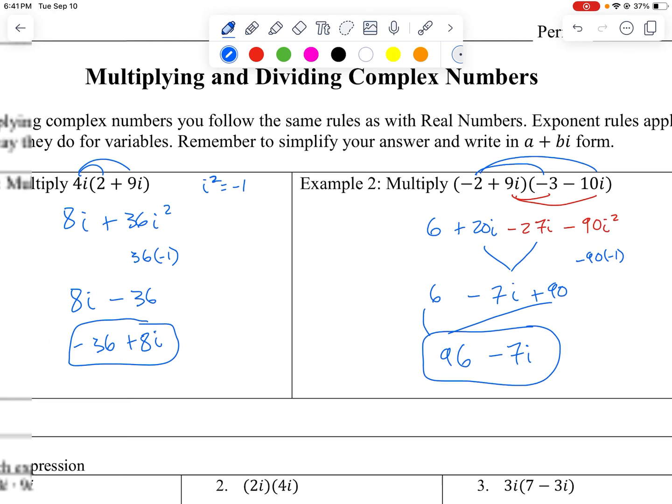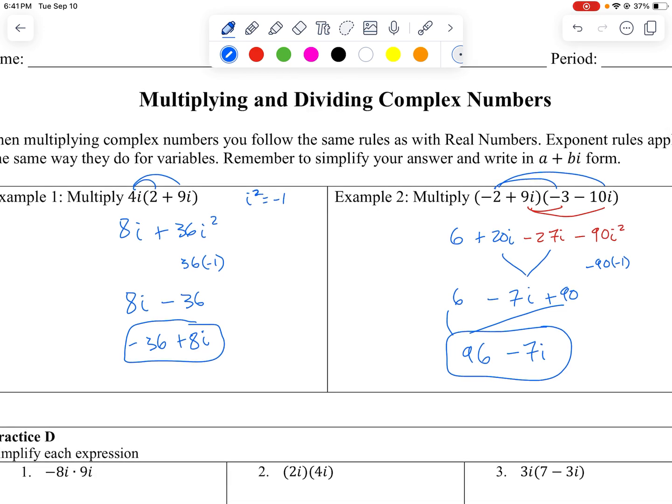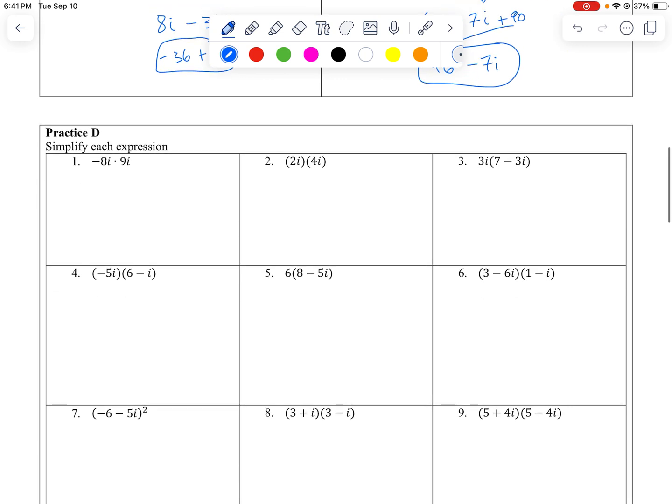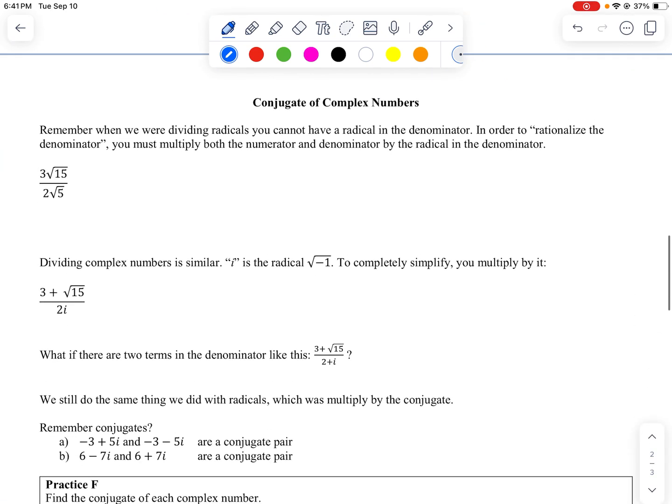So we got that. So that's how you multiply expressions that have complex numbers. Practice section D is so you can practice that. So you can just pause the video here and work through those. Well, let's jump to the next part.